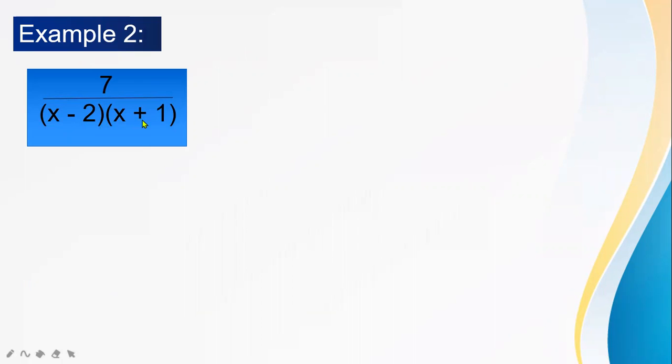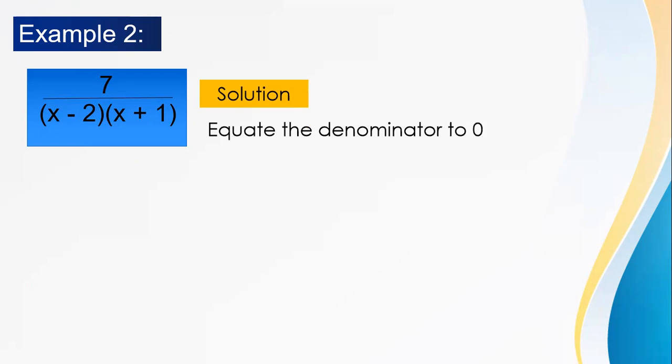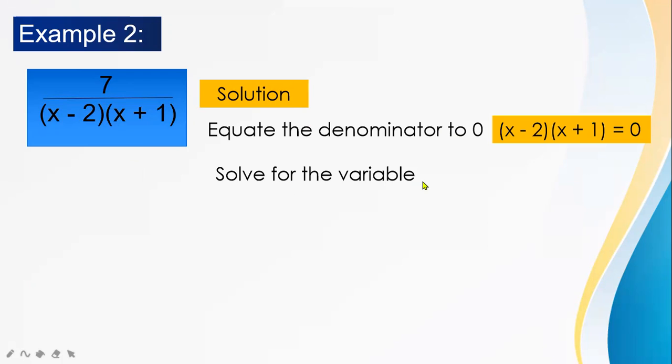Multiply to x plus 1, or the quantity x minus 2, then the quantity multiplied by x plus 1. 7 over x minus 2 multiplied to the quantity x plus 1. Then again, we have the solution. Equate the denominator to 0. So we have x minus 2 multiplied to x plus 1. Then solve for the variable. So first we have x minus 2 equal to 0, then x plus 1 equal to 0.